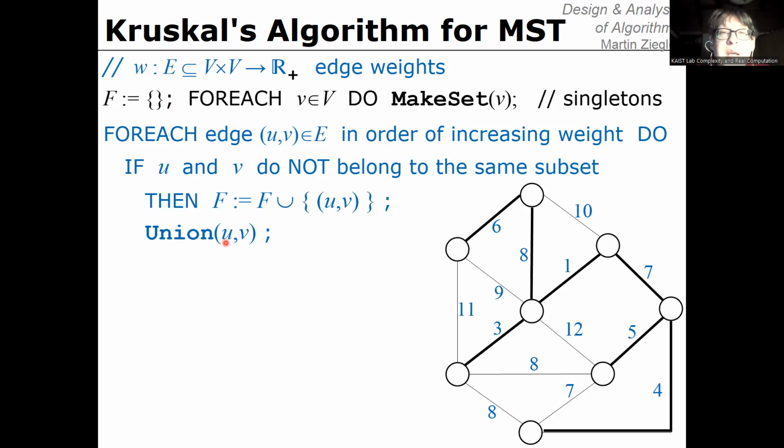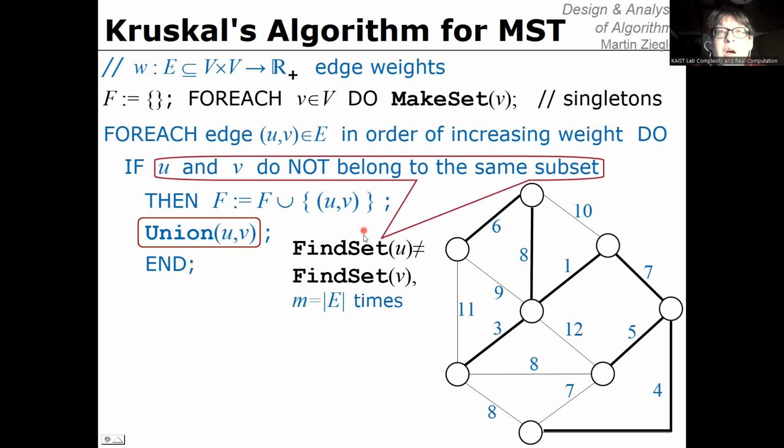And in order to do that, our data type must support the union operation, union of two disjoint sets, and to find out whether two nodes belong to the same tree or not, belong to the same set or not, we build on the data type supporting a find set operation.